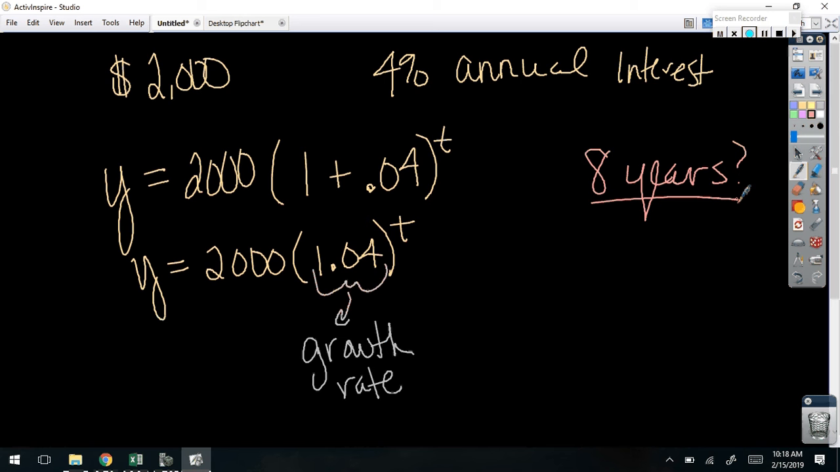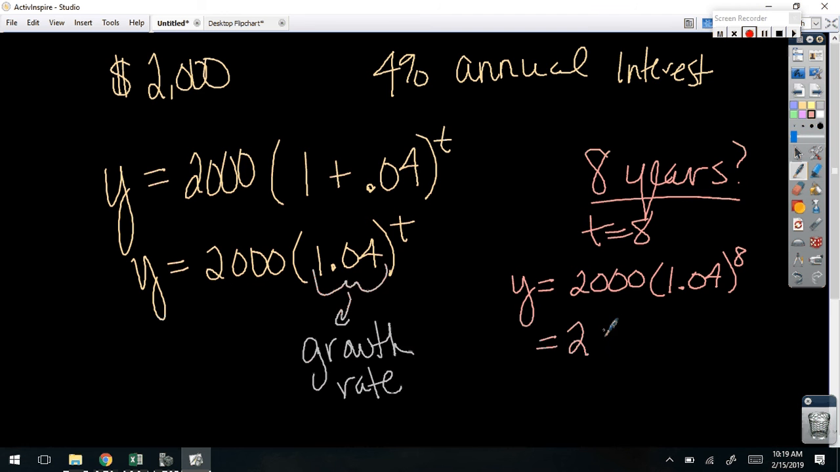After how many years? 8. You're exactly right, Christian. That would mean T would equal 8. So you're going to plug in an 8 for T. And what do you get?